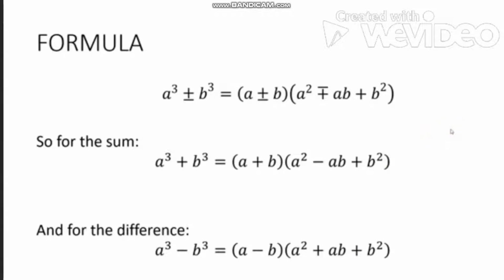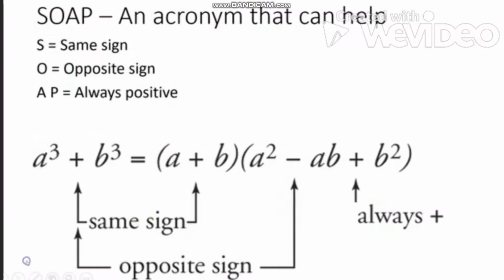All right, so you might be thinking, that's a lot. How am I ever going to remember that? I've got an acronym for you: SOAP. S stands for the same sign, O stands for opposite sign, AP stands for always positive. Whatever sign you have here, the first one will always be the same, the second sign will always be opposite, and the last sign will always be positive. SOAP: same, opposite, always positive.